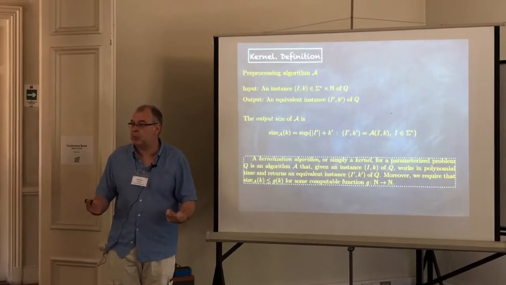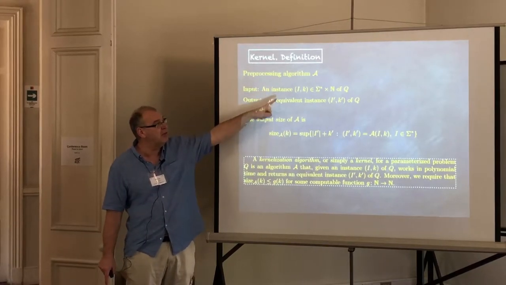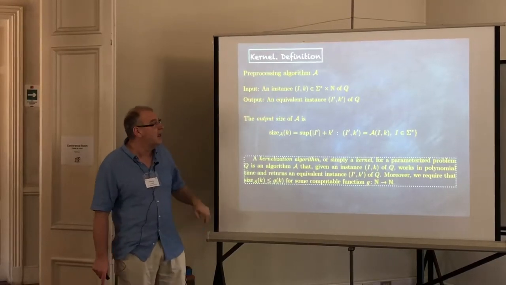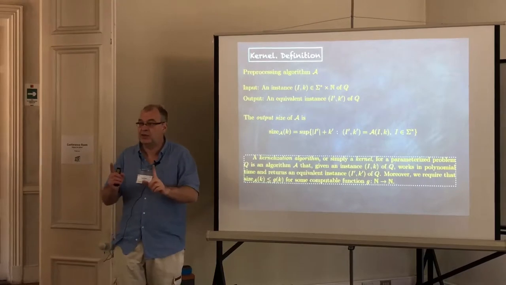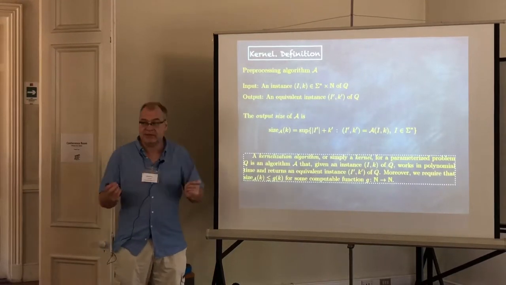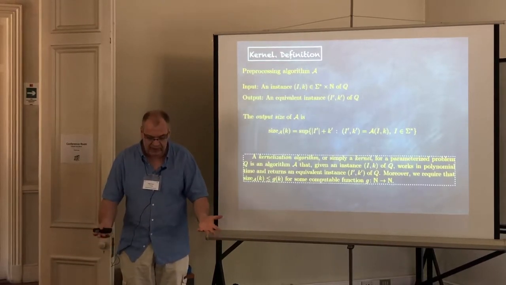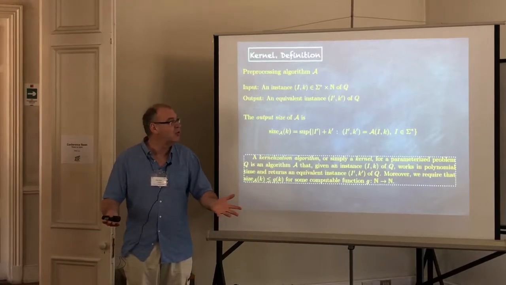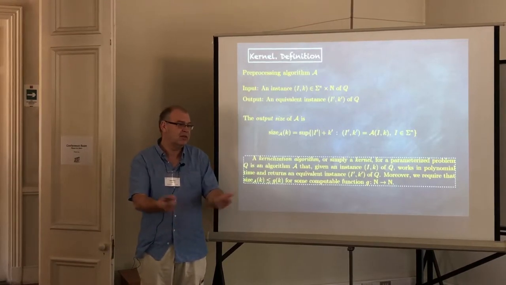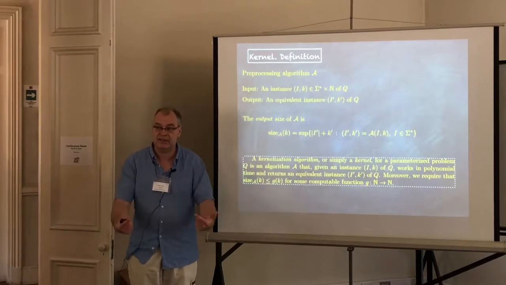And by equivalent, what do I mean? I mean that this string belongs to the language if and only if this string belongs to the language; this is a yes instance if and only if this is a yes instance. Okay, and the new thing, which is not usual for normal algorithms, is that I define the output size of the algorithm. Right? So when we look at normal algorithms, what we usually care about is the running time of the algorithm, right? This is a normal thing. Now I speak about preprocessing, and I also speak about the size of the algorithm.